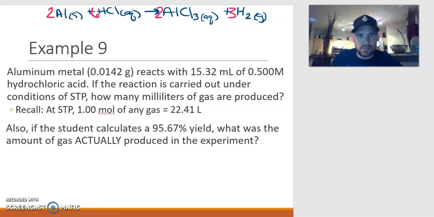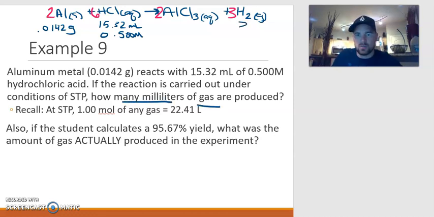So we were given the mass of aluminum, 0.0142 grams. And then for the hydrochloric acid, we used 15.32 milliliters, and the strength of it is 0.500 molar. And the question is, how many milliliters of the gas, which is the hydrogen, are going to be produced?